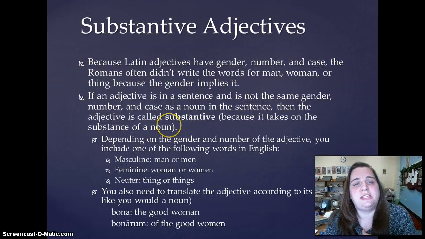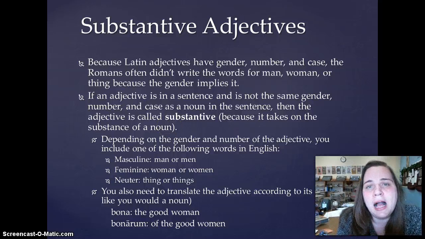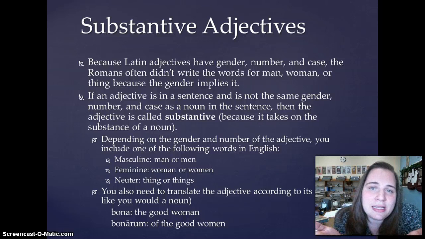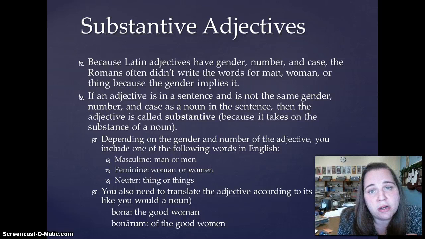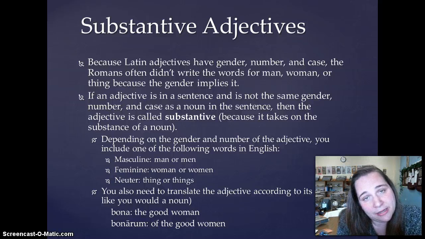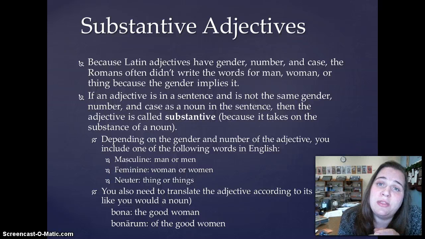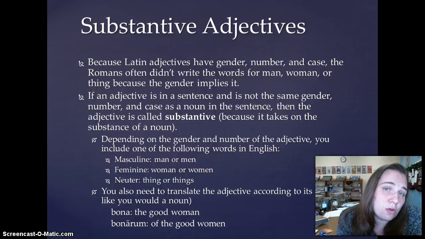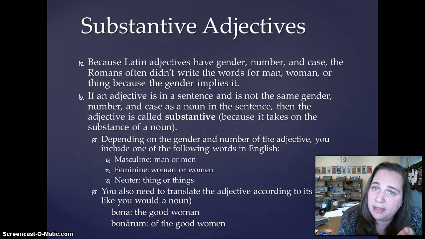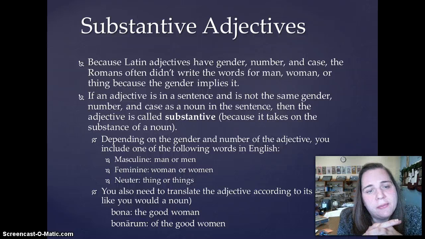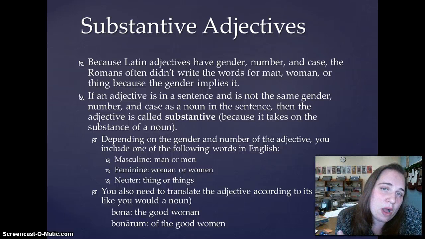The substantive adjective, okay? Now, because Latin adjectives have gender, number, and case, the Romans didn't feel it necessary to write man, woman, or thing after their adjectives, right? Because the adjective would tell you if it was masculine or feminine or neuter. So they would just leave the noun out, only if the noun would have been vir, femina, or a generic word for thing.